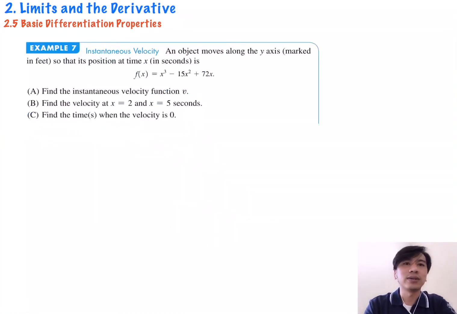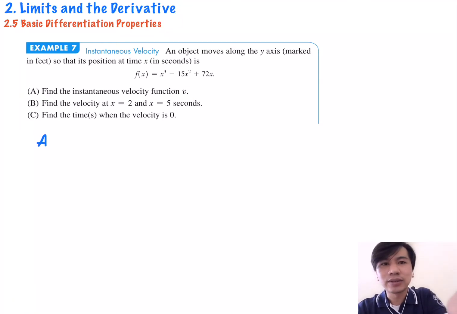Okay, now let's have some examples on the word problems. An object moves along the y-axis and it's given by this function. Find the instantaneous velocity function. I don't know why this is phi. It's supposed to be, you know, x. Yeah. Sorry, function f of x. So a.